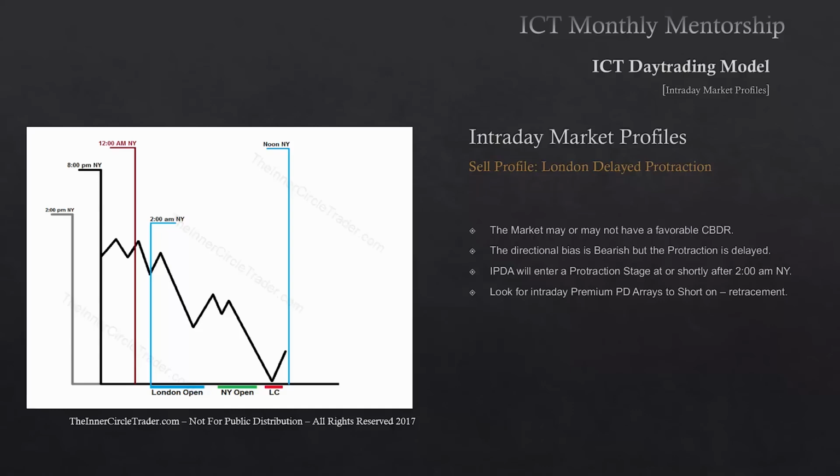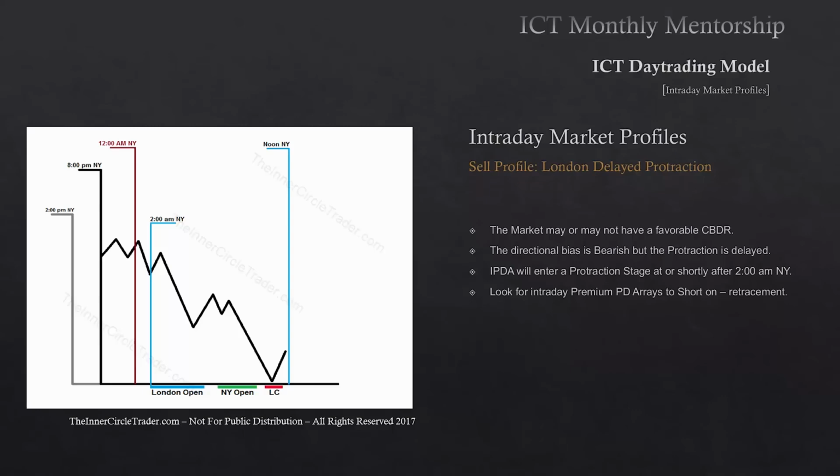When do you look for that? When the market does not create that 12 a.m. New York time rally. In other words, the price does not go into a protractionary stage higher after midnight. It just rolls over, goes soft, and makes a progressively lower move going into 2 a.m., not a problem.